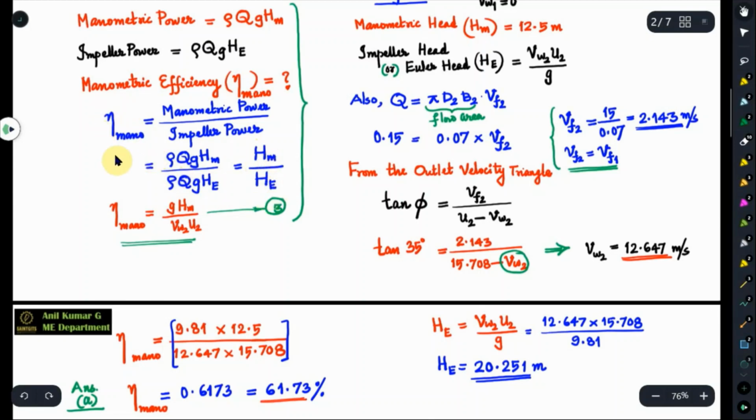You will get Hm divided by He. This is an expression for manometric efficiency of the centrifugal pump, and Hm is given as 12.5 meters, and He, that is Vw2U2 divided by g. Now we are in a position to find out this impeller head or Euler head. So if you substitute Vw2U2 divided by g instead of this He, you will get the most simplified form for manometric efficiency. So manometric efficiency is equal to g into Hm divided by Vw2U2.